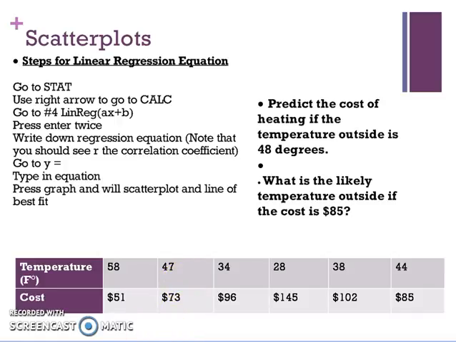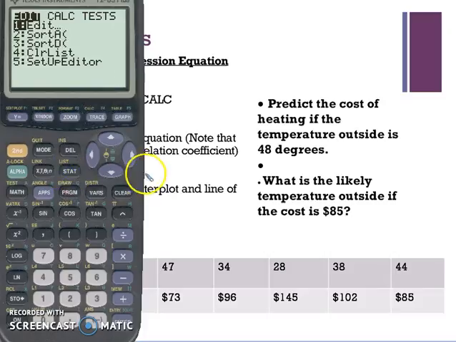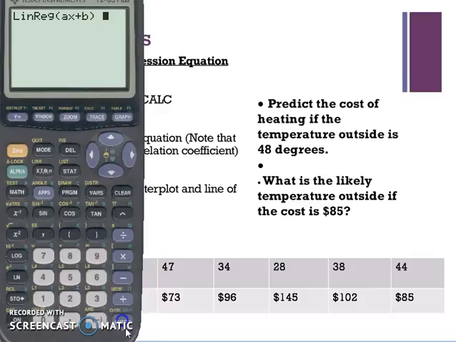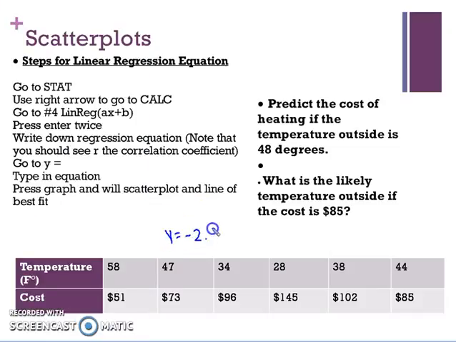So I'm going to go back to my calculator. To find your regression equation, I'm going to go to Stat, go over to Calc, and go down to LinReg for linear regression. If you've got a TI-84, you have to scroll down to calculate, and on an 83, we're just going to press enter again. So I've got this equation, negative 2.8x plus 209.1. If I round it, I've got negative 2.8x plus 209.1.